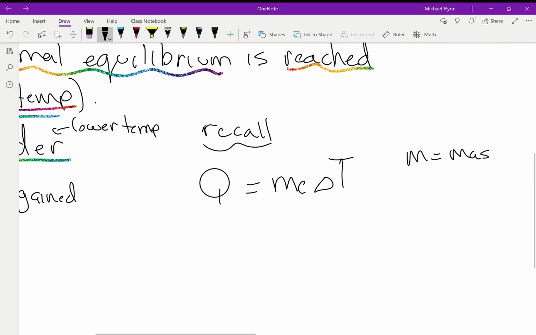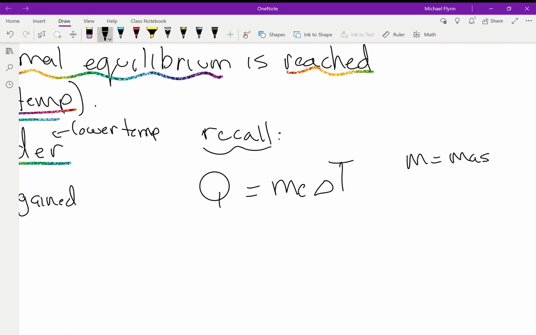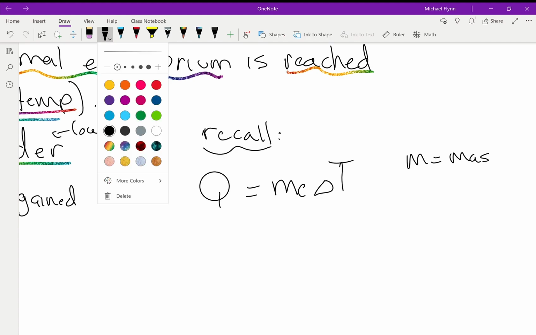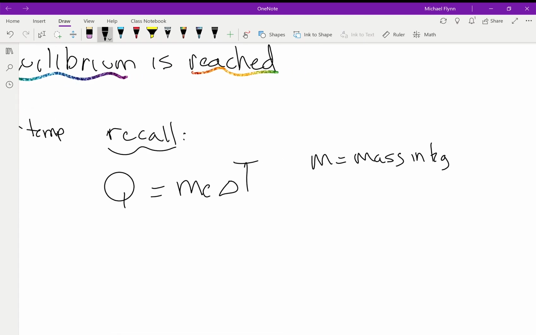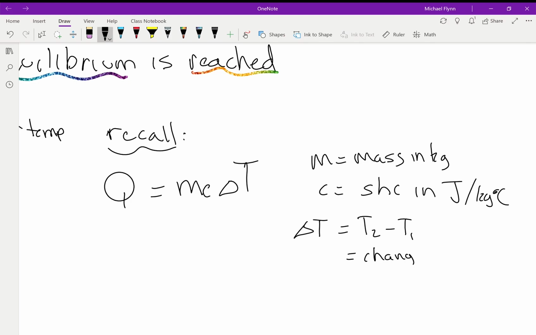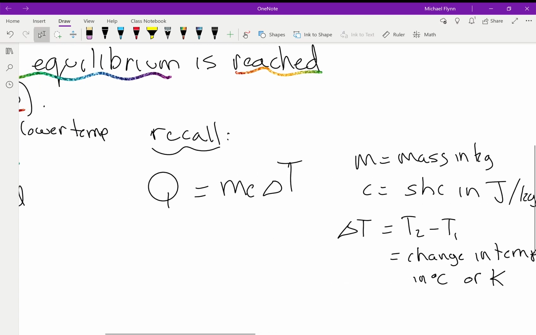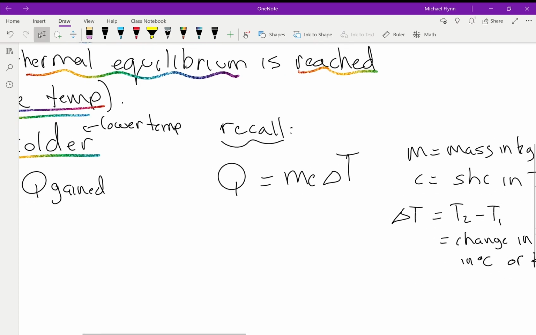Now, before we start, I just want you to recall something. Q is equal to mc delta T, where m is the mass in kilograms, C is the specific heat capacity in joules per kilogram degrees Celsius or Kelvin, and delta T, T2 minus T1, is the change in temperature, again in degrees Celsius or K. It doesn't really matter which one you use. They're basically the same, just shifted by 273 degrees.